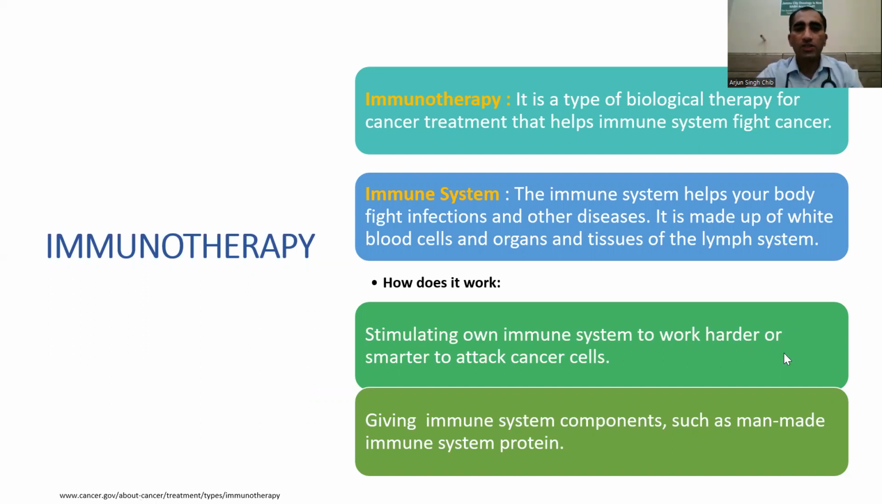And how does it work? It stimulates the immune system to work harder or smarter to attack cancer cells. Basically, once there is growth of cancer cells, there is a decrease in immunity against them. So what we do is release the check on our immune system toward the cancer. We put it in the on mode so that it acts again on the abnormal cancer cells, and that helps to fight the cancer.